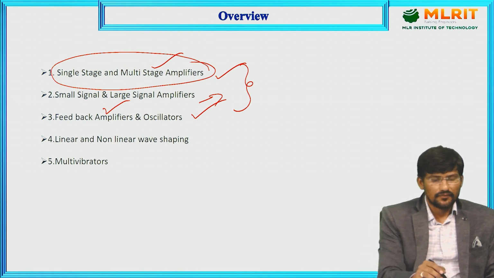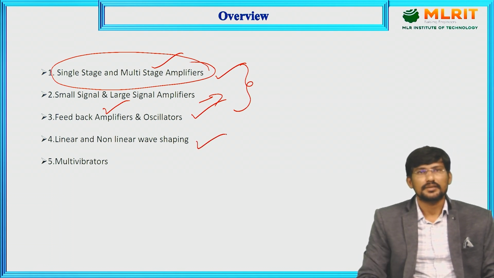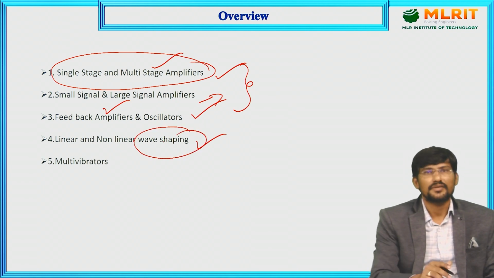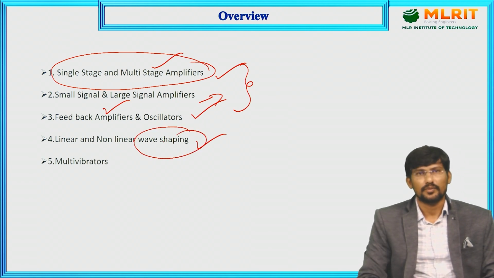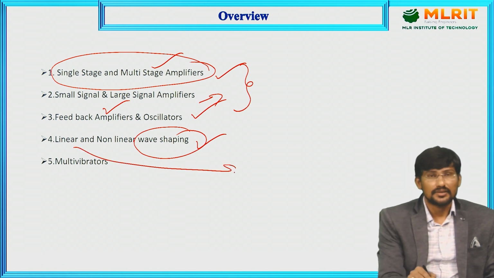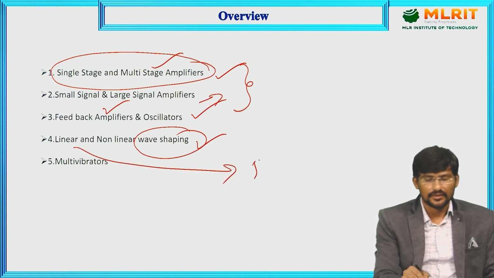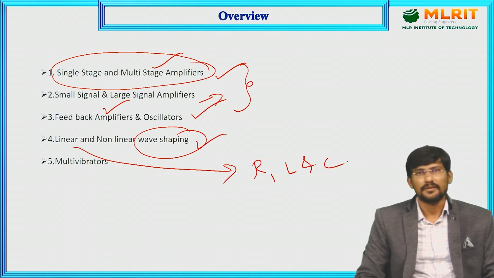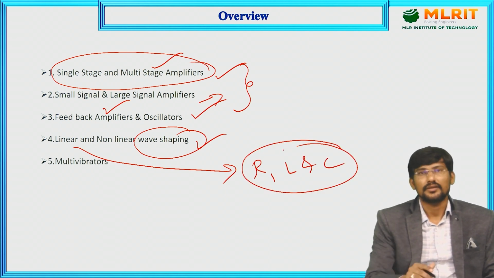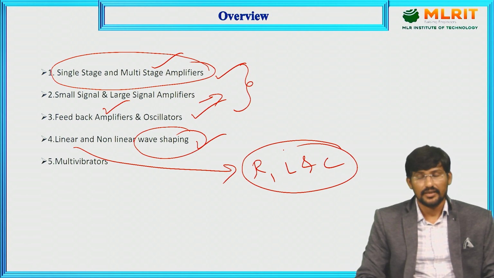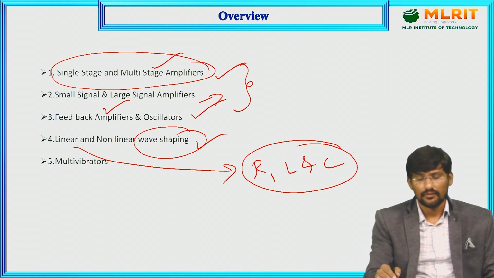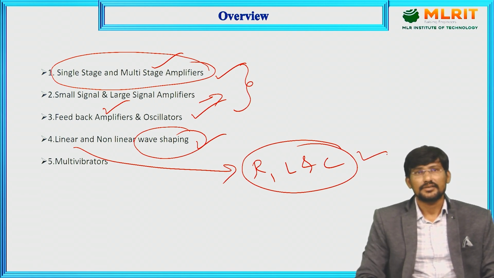Now coming to the fourth chapter, we will discuss linear and non-linear wave shaping. Wave shaping is nothing but changing the shape of the output signal with respect to the input signal by passing it through a system. A system may be a linear system or a non-linear system. Linear systems are generally designed with resistor, inductor and capacitor elements. They are called passive elements. Whatever systems we design with linear elements are called linear systems, and the wave shaping we get is called linear wave shaping.